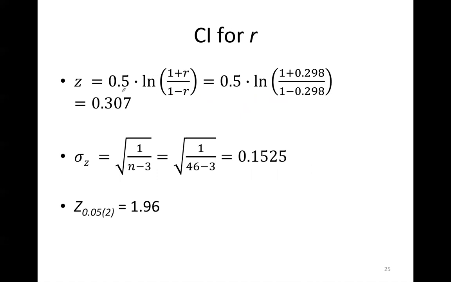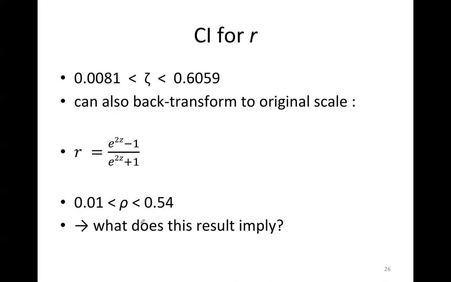That's what we've done here. Z is calculated using this formula. We know R, we just punch it in, and Z ends up having this value. The standard of Z has this value. We know the critical value from the normal distribution, and that gives us a confidence interval for zeta. Okay, and we can back transform these lower and upper limits of zeta to the original scale of R.